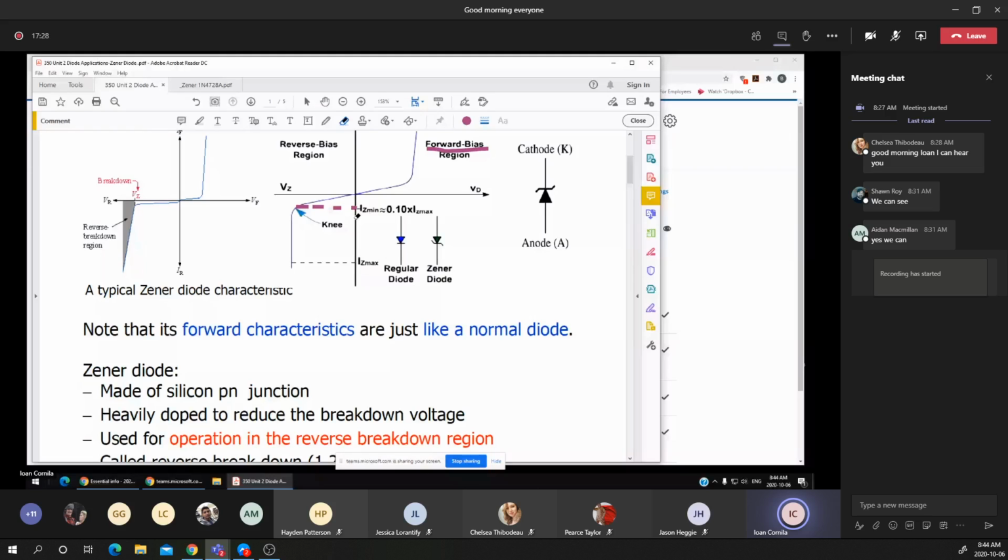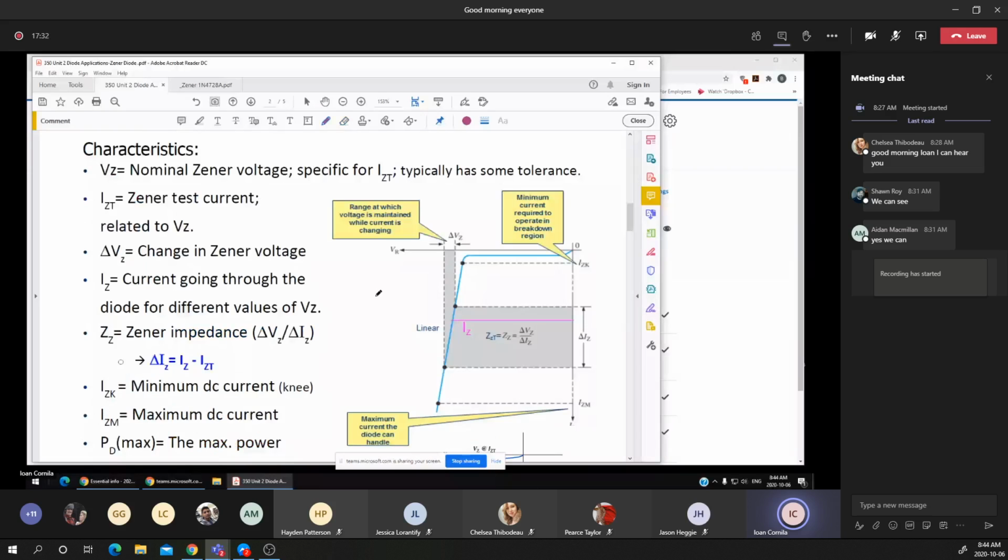Now, on the characteristics, yes, I will show you the characteristics for a specific diode. I just downloaded the spec sheets for a diode, and I'm presenting the specs and the most important characteristics that we have to take into account in our calculations. Vz is the Zener voltage, or the voltage across the diode that has to be maintained.